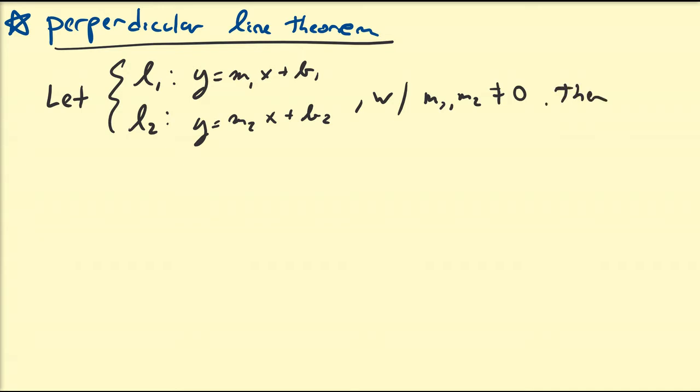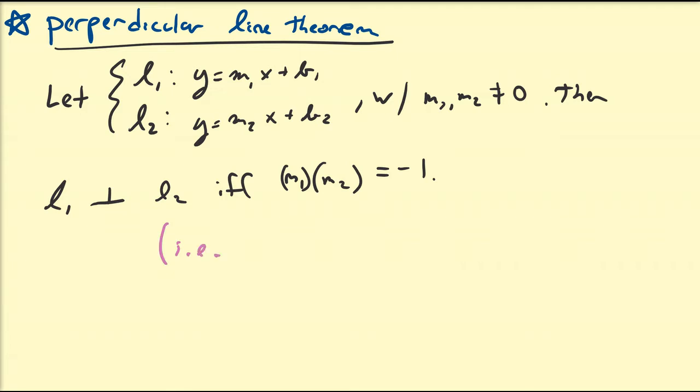Then if this is true, line 1 is perpendicular to line 2 if and only if the product of their slopes m1 and m2 is equal to -1. That is, m1 and m2 are negative reciprocals of one another. So we'll give a formal proof, discuss a couple of observations, and in the next video we'll do a couple examples associated with perpendicular as well as parallel lines.